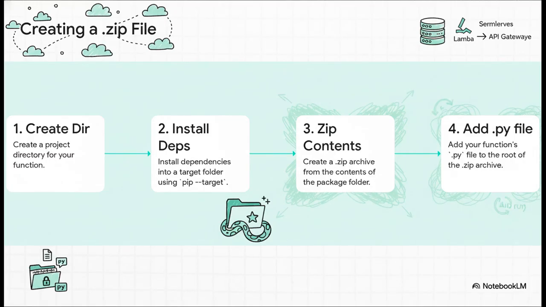If you go the .zip route, the process is pretty straightforward. You make a project directory, then, and this is the key part, you use a special pip command with the -target flag to install all your dependencies right into that folder. After that, you just zip up the contents of that folder and drop your own Python script into the very top level of that new zip file.